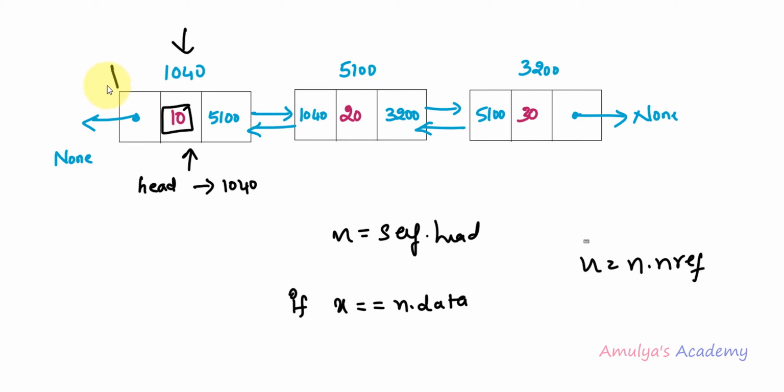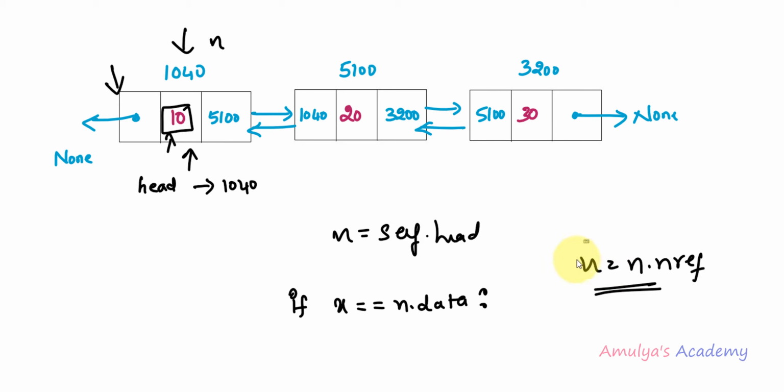Initially I'll take the first node as n, right? So n dot data is nothing but 10. I'll compare 10 with the x value. If x is equal to n dot data, if it is true, that means we got the x. We found the x. N is pointing to x now.